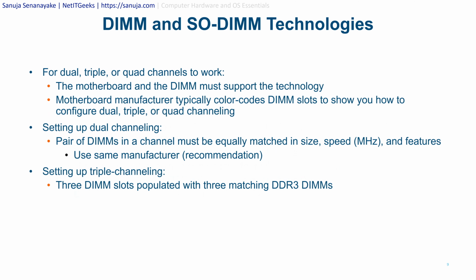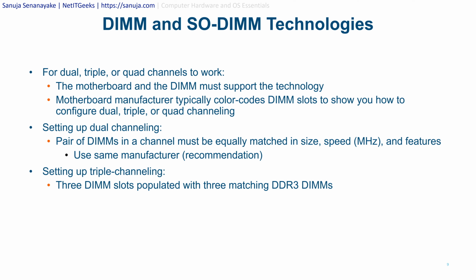So you have to make sure the RAM you are buying is compatible with the motherboard you are trying to install it on. For dual, triple, or quad channel to work, as I mentioned in the previous slide, the motherboard and the DIMM must support the technology. The motherboard manufacturer typically color codes DIMM slots to show you how to configure dual, triple, or quad channels. Sometimes manufacturers put little letters on the motherboard, like A, B, C and then repeat A, B, C, or A, B over and over, designating which slots you should populate for dual or quad channel. If you are confused about how the color codes or letters work, refer to your motherboard manufacturer's documentation, because it should describe clearly how it works.